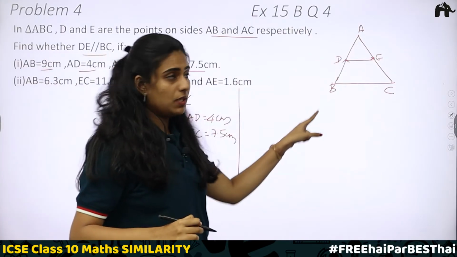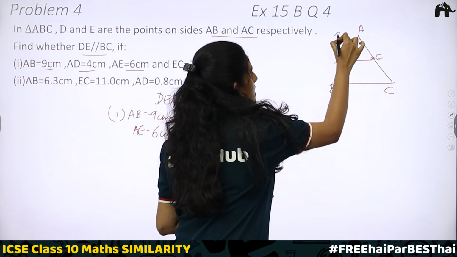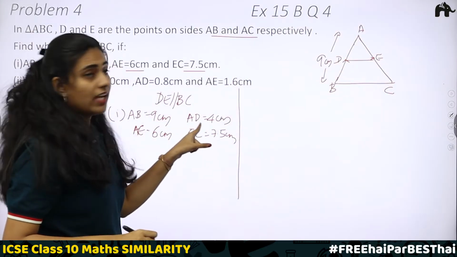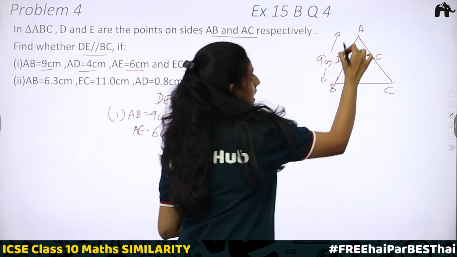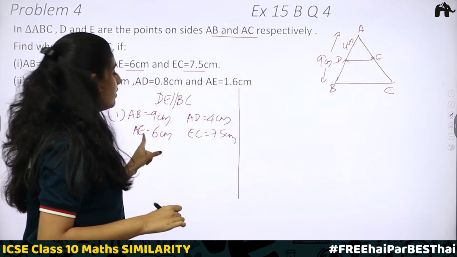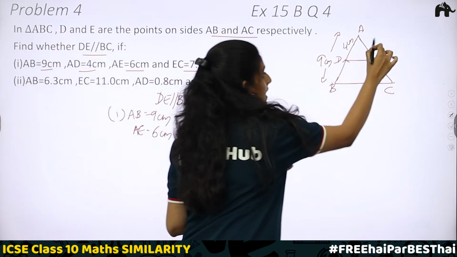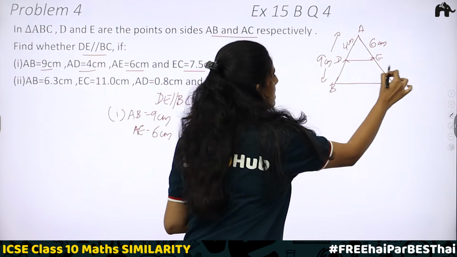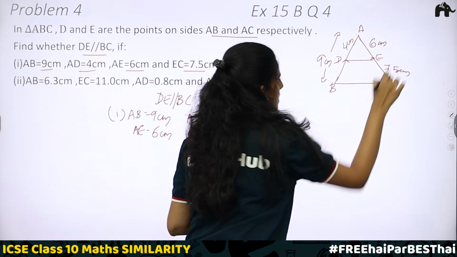AB, this is AB, this total length is given, which is 9 centimeter. Then we have AD 4 centimeter. This is AD and this length is 4 centimeter. We have AE is equal to 6 centimeter and EC is given, which is 7.5 centimeter.